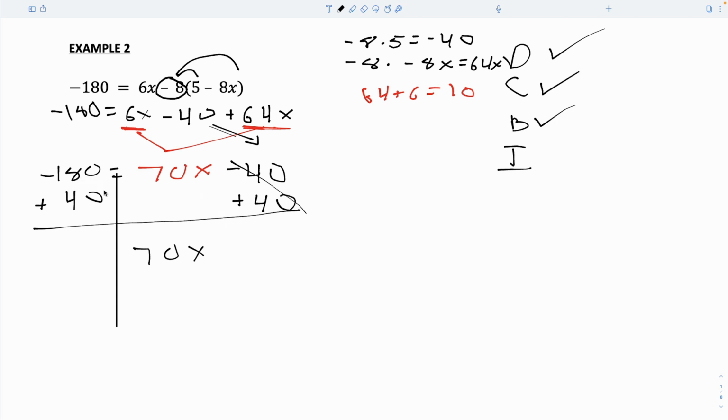Negative 180 plus 40 is what? Is it going to be a good guy or a bad guy? I'm thinking of a subtraction problem. Ella, what do you get when you solve this one? Why is this negative? Yeah, good guys versus bad guys. They fight and the 180 wins.